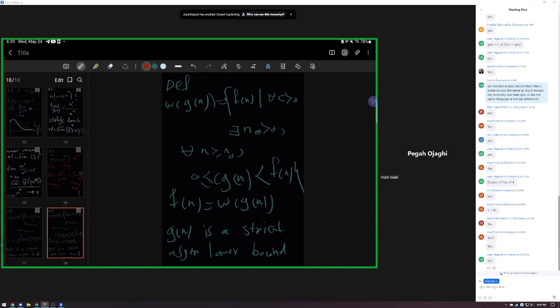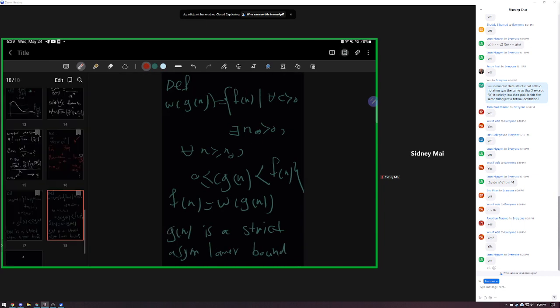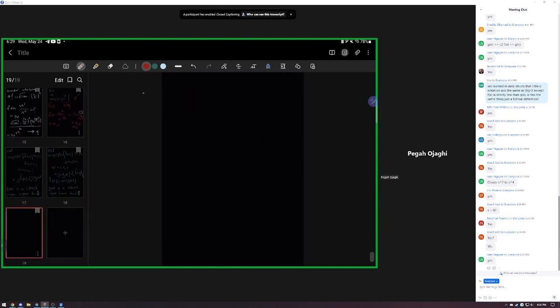So let's write them together. Let's write the definition of big omega. What was the definition of big omega? It's f of n such that there exists c greater than 0, n naught greater than 0, and then for any n greater than or equal to n naught, we say c g of n is greater than 0, less than or equal to f of n. This is the definition of big omega.